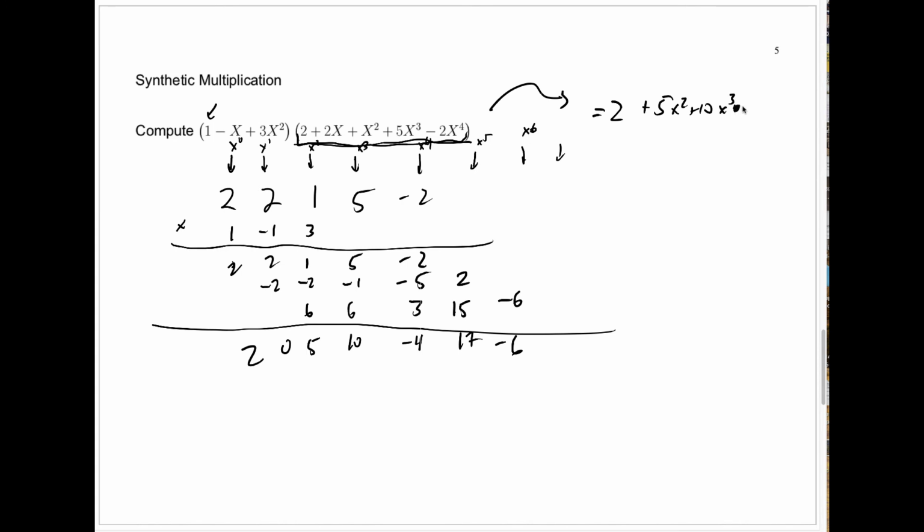Then there's minus 4 times x to the fourth, plus 17x to the 5th minus 6x to the 6th. And there we have it.